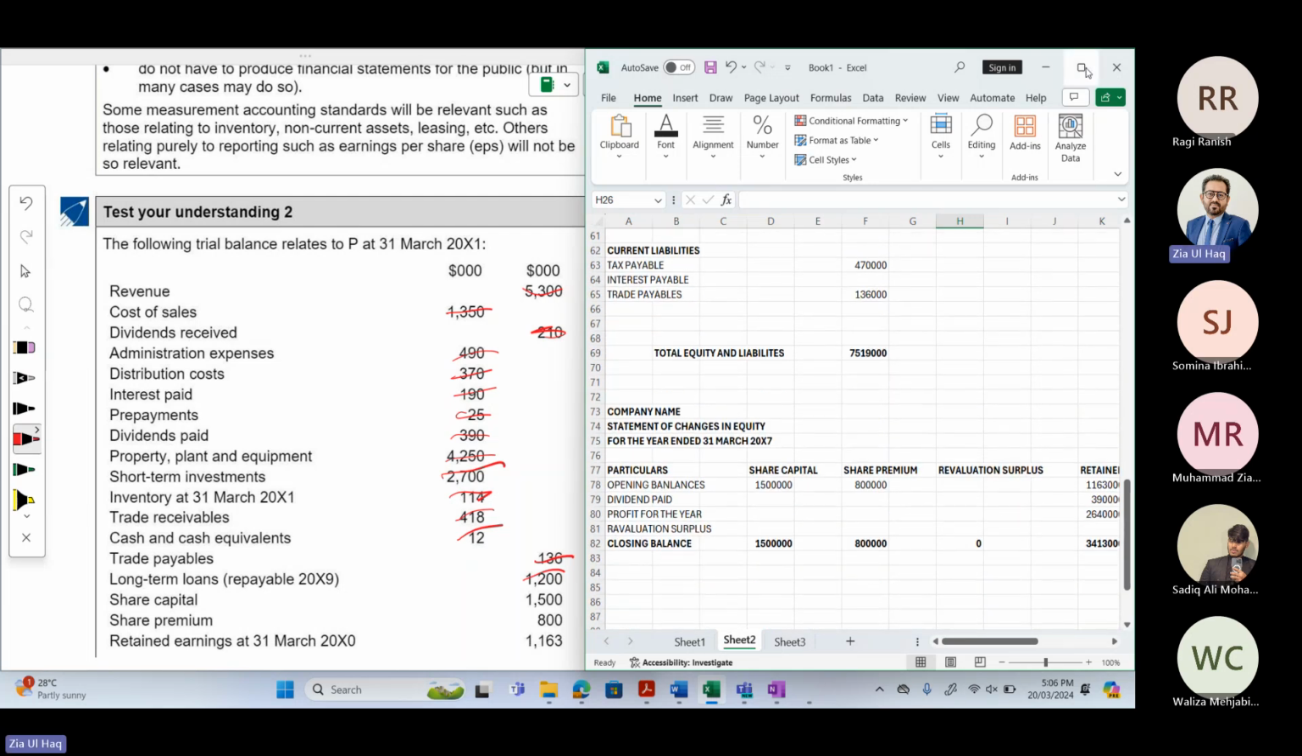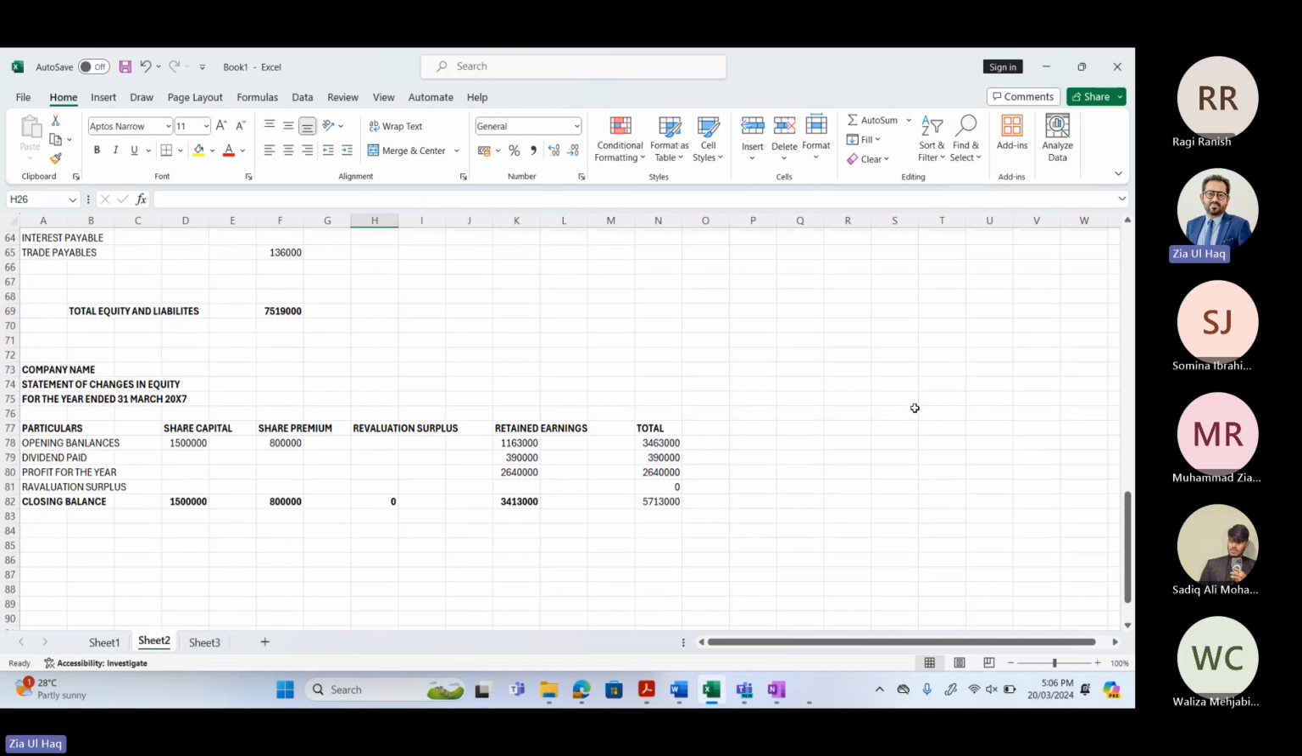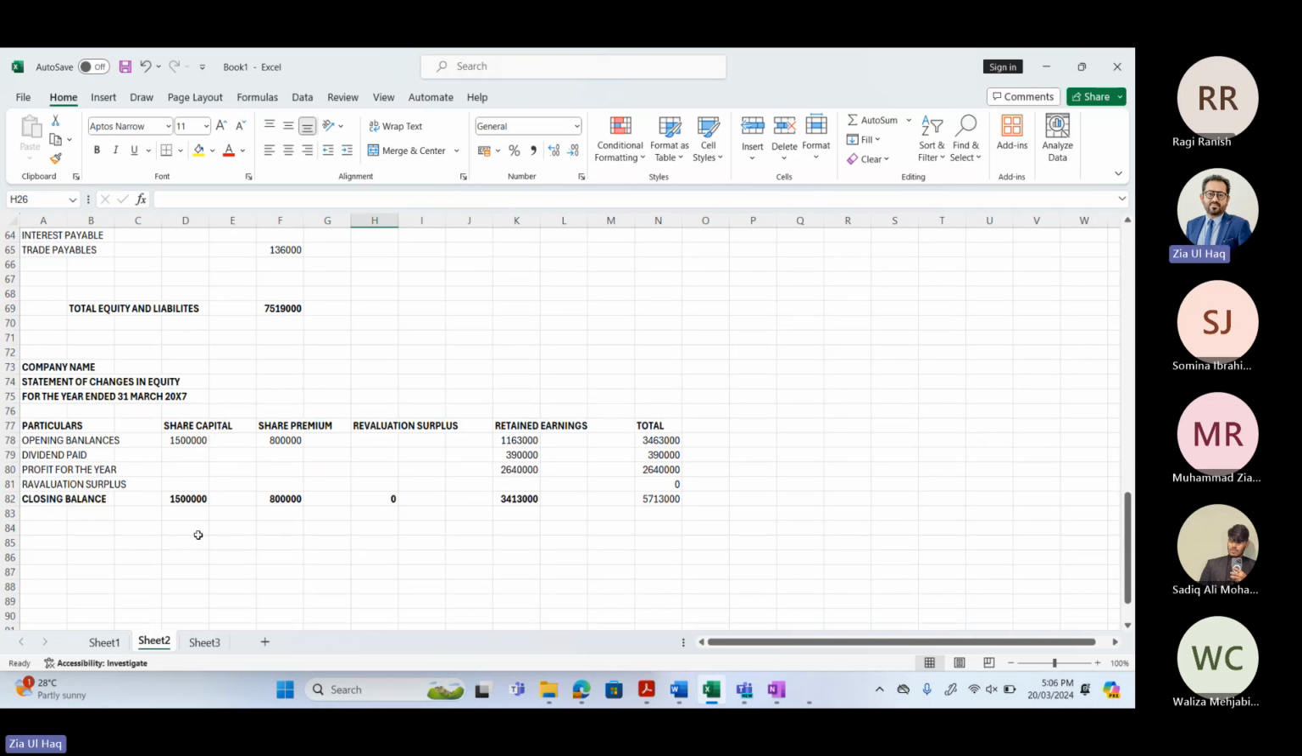And this is our statement of changes in equity. Share capital, share premium; revaluation surplus was not there. Even if you don't make this column, it's fine. And retained earnings: opening balance minus dividend plus profit.